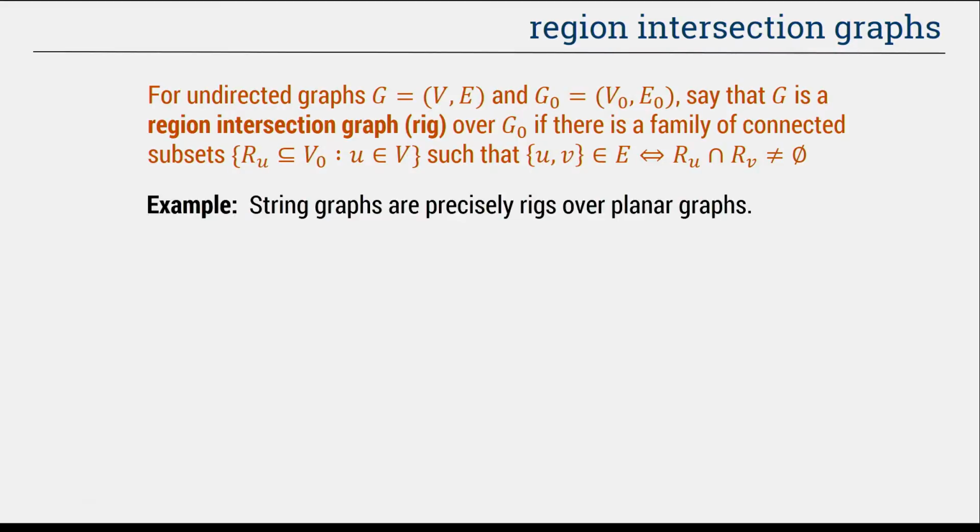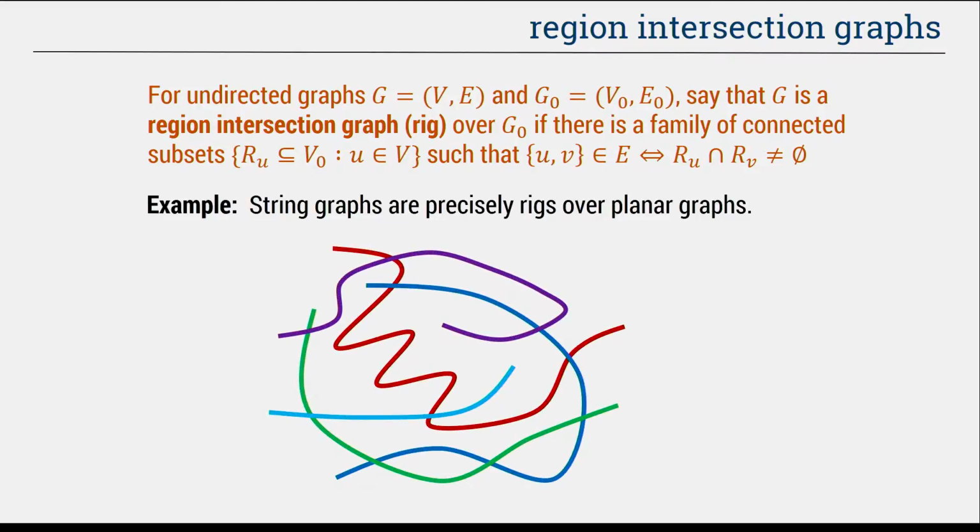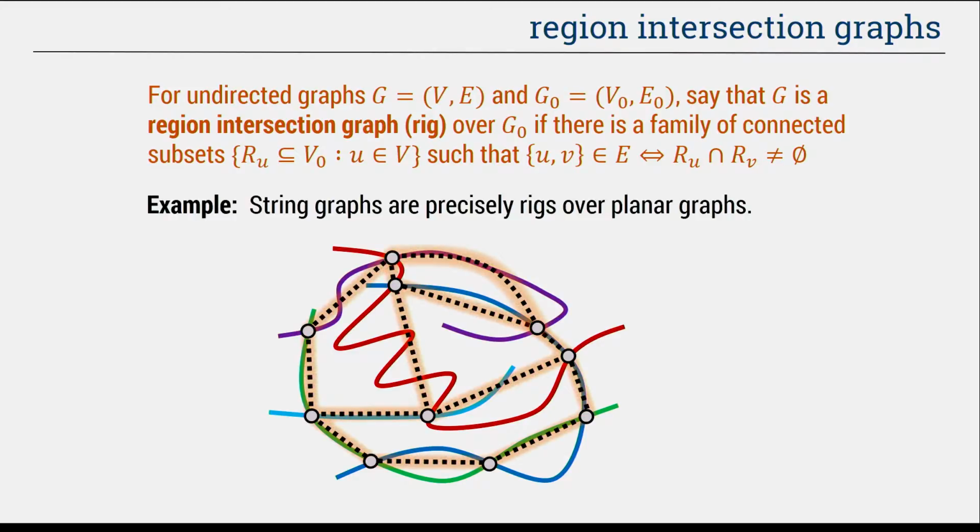Okay, so you'll see what it means if we look at an example. I've used this acronym RIG for a region intersection graph. String graphs are precisely region intersection graphs over planar graphs. Here's the construction. Take your strings, put a vertex at every intersection, and then put an edge between all 2 vertices that are adjacent along some string. Okay, so then you get this graph. And now the corresponding region for, say, this green string is this set of 4 vertices.